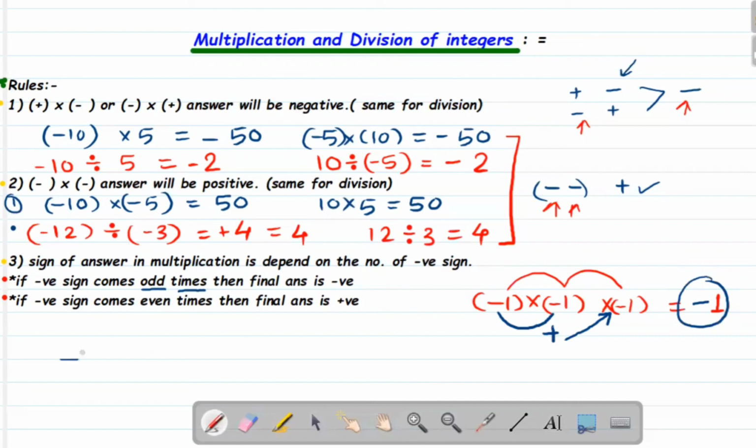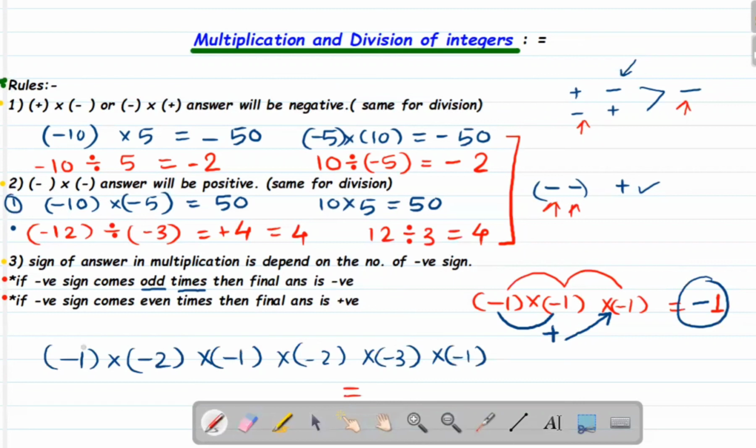Okay, now just work it out for the even times. -1 into -2, -1 into -2, -3 into -1. Okay, this is just a general sum we have taken. Now do the multiplication of the numbers, because we are going to do it in the natural way. 1 into 2, 2. 2 ones are 2. 2 twos are 4. 4 threes are 12. 12 ones are 12. So this is my 12.